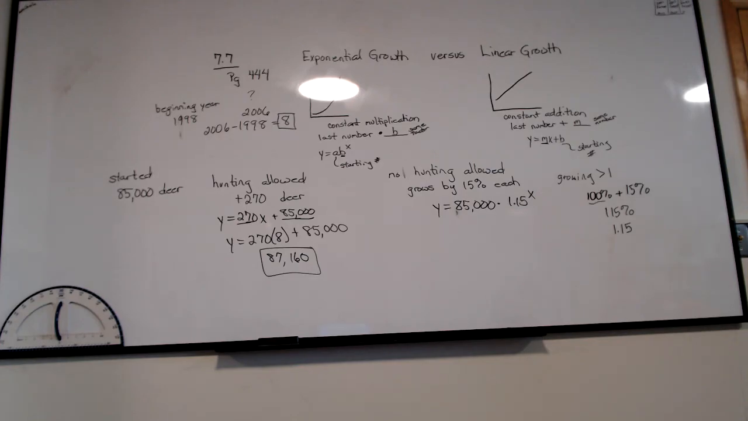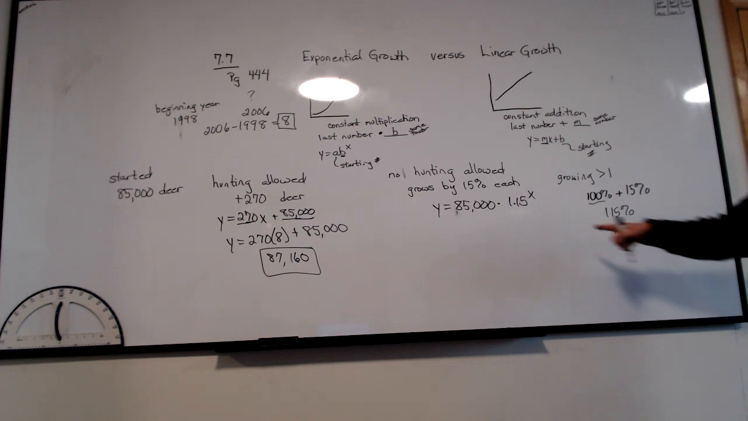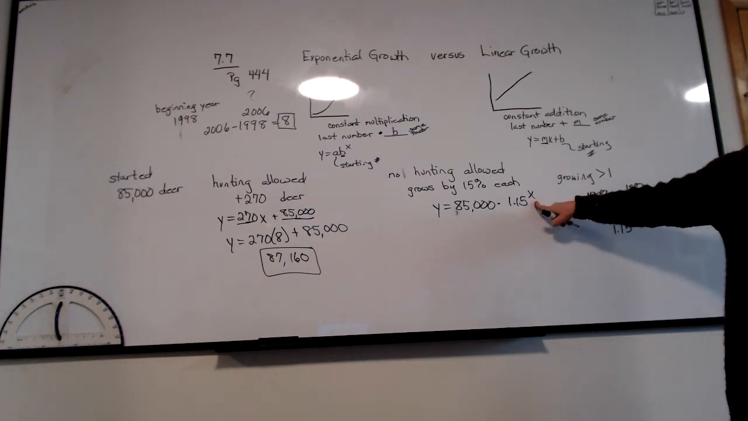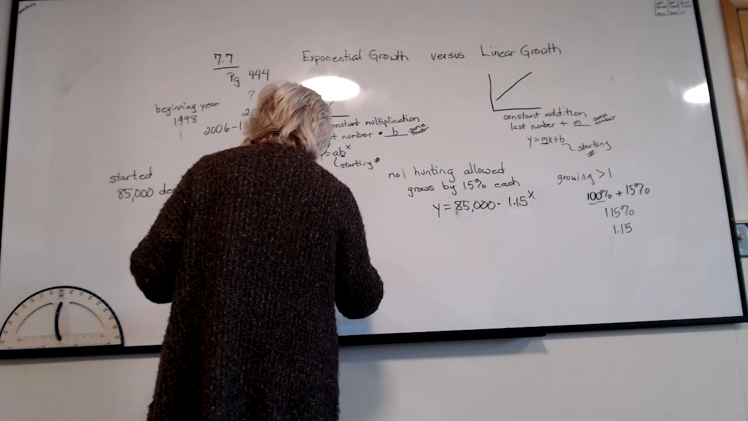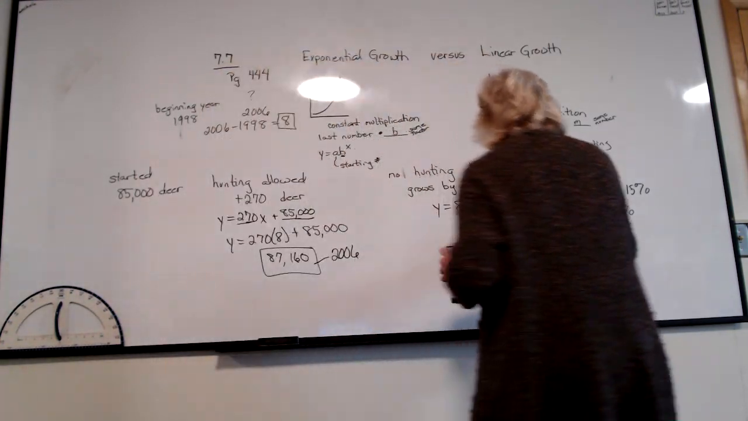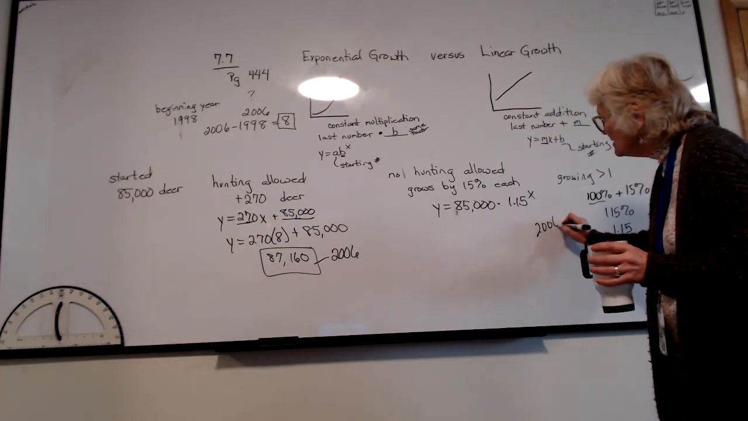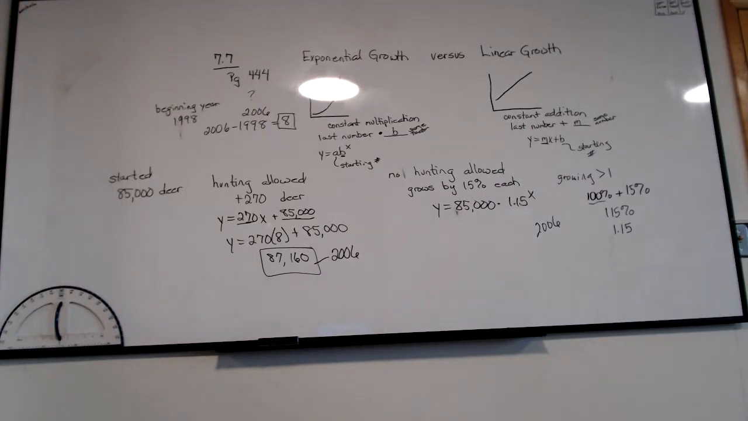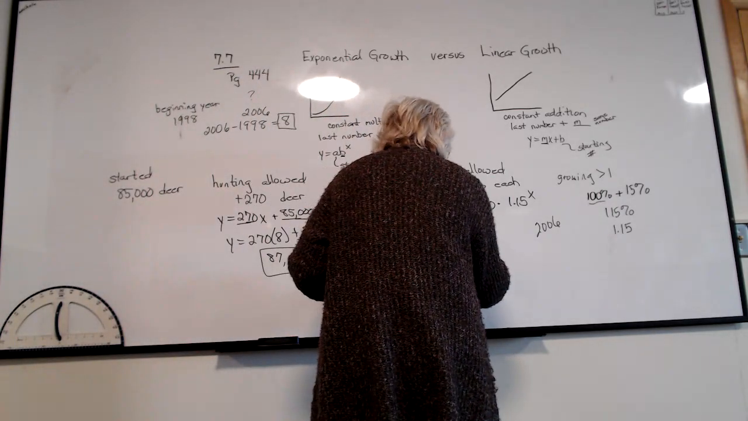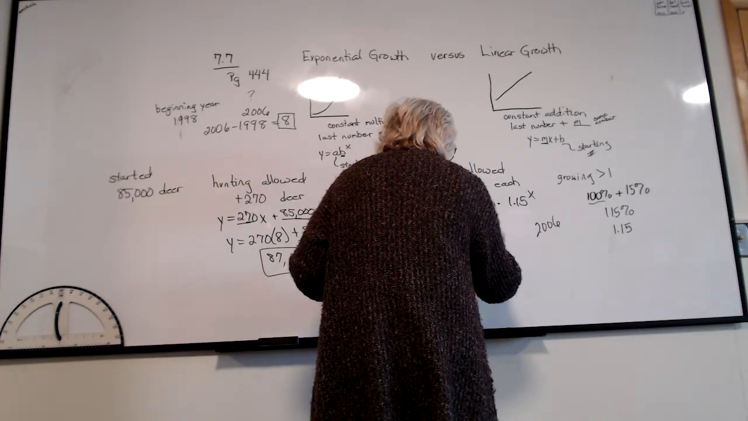Okay, let's say they didn't allow hunting. How many deer would they predict to have now? We're going to put this in as 8. If they didn't allow hunting, let's see how many deer we'd have now. Can somebody do that for me? 260,016. You're going to want to round up.